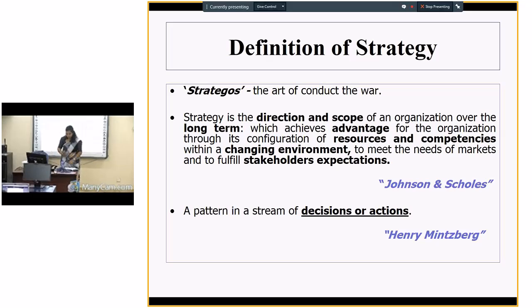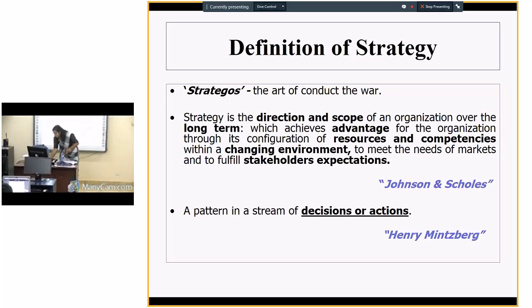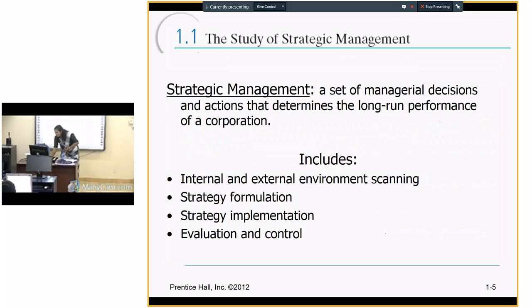Now shall we move into strategic management, that is the subject you all have, no? Yes.